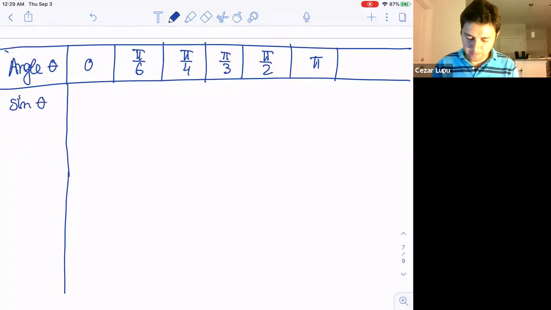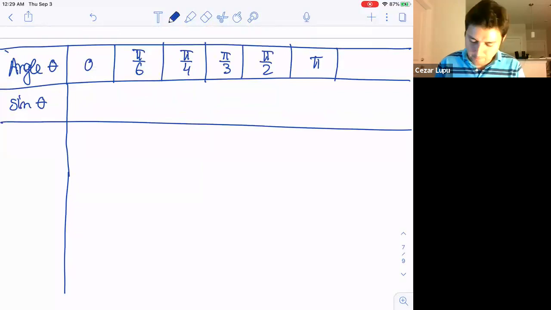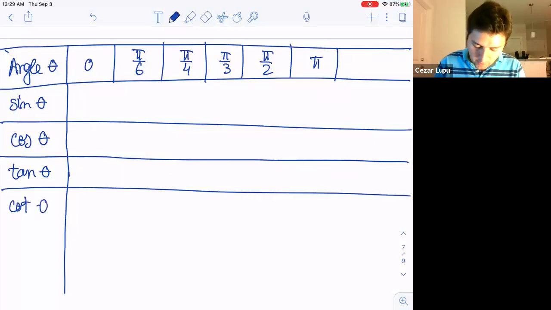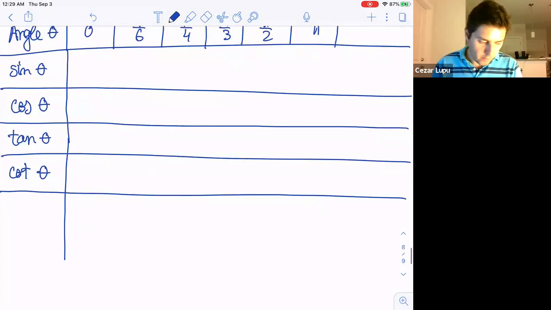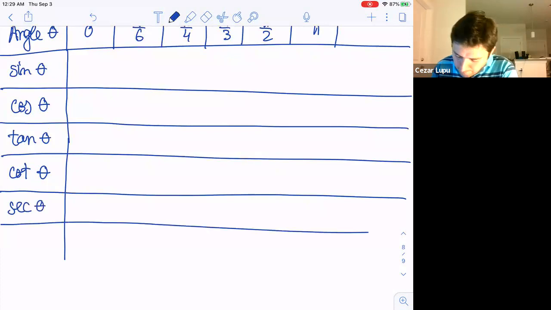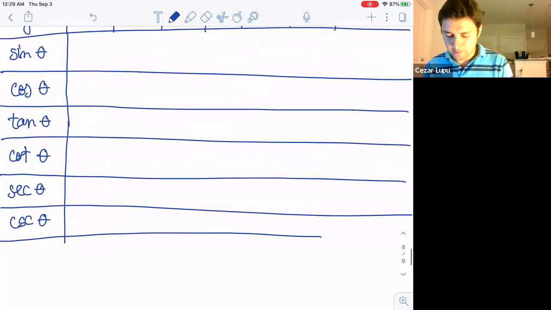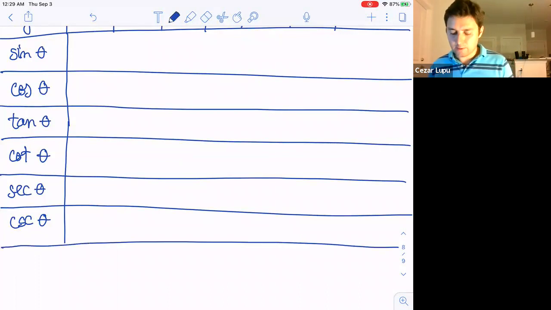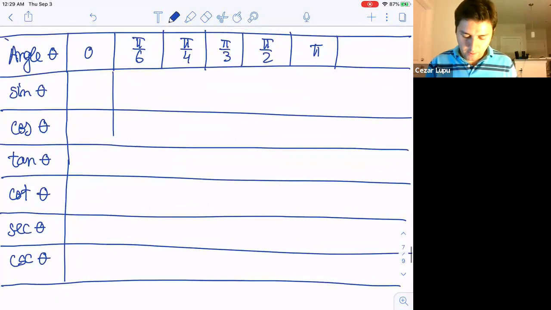Here I have sine of theta. Here I have cosine of theta. Here I have tangent, cotangent, secant and cosecant of theta. Okay, so we have this. And now let's see what values we have for each one of them.